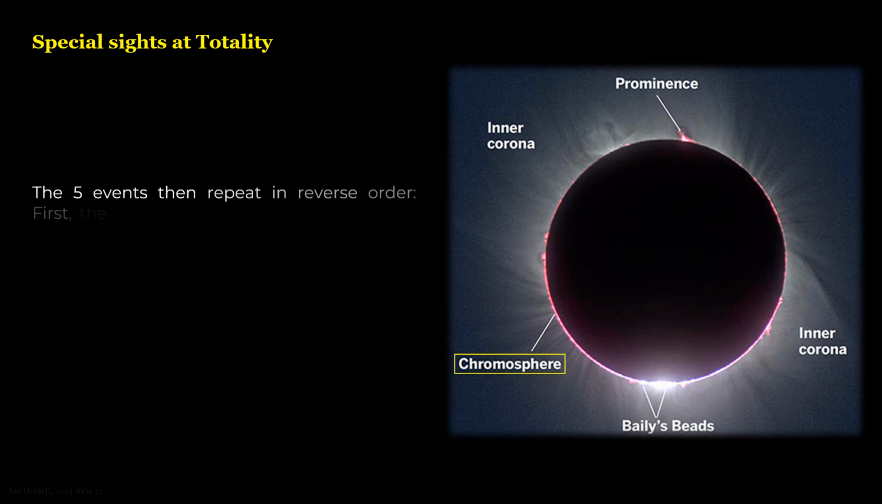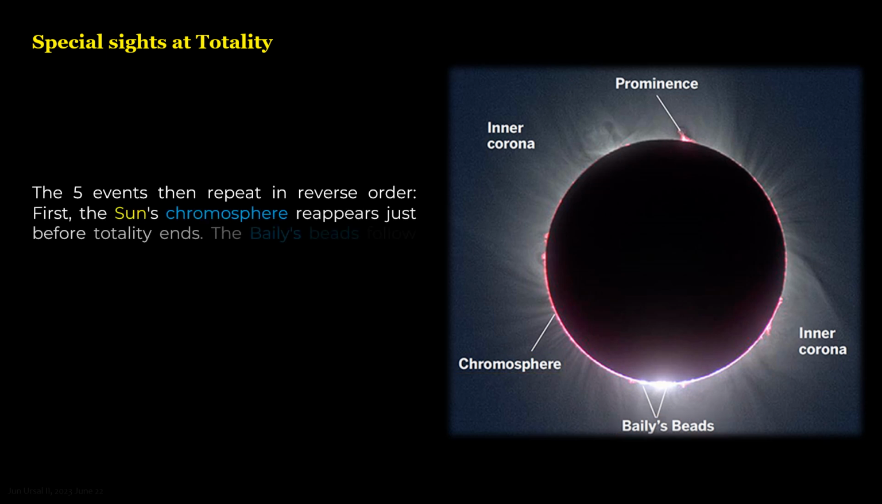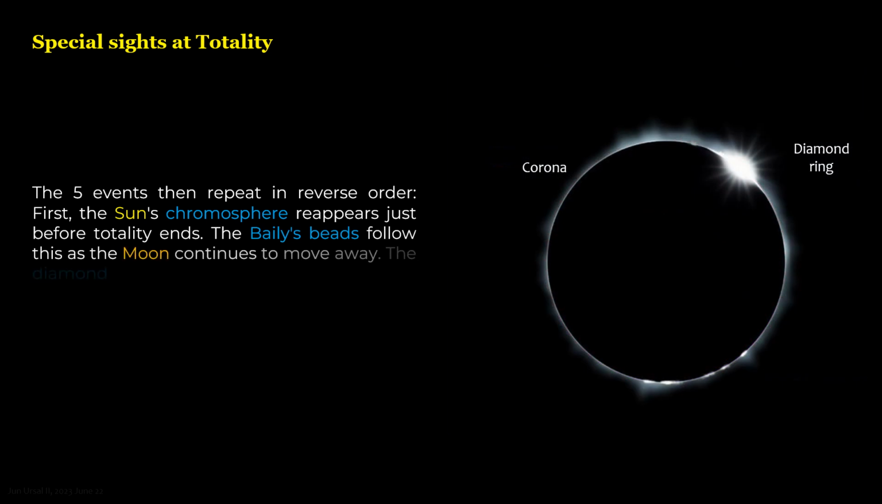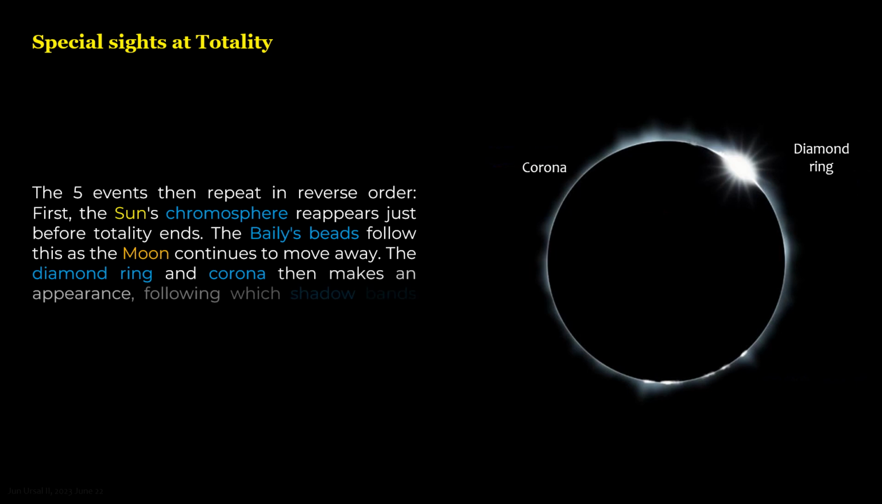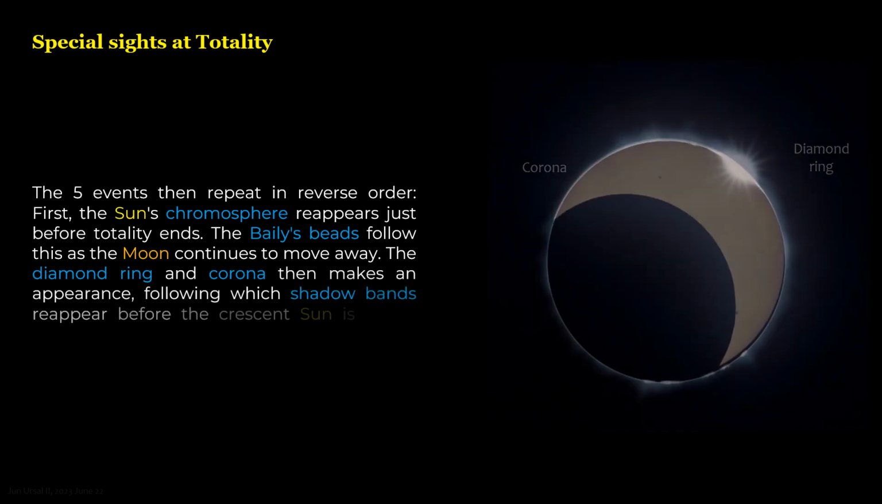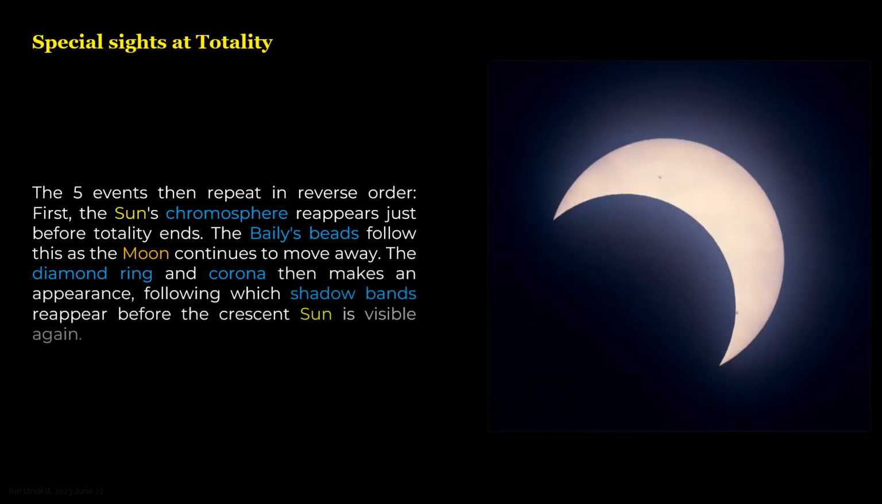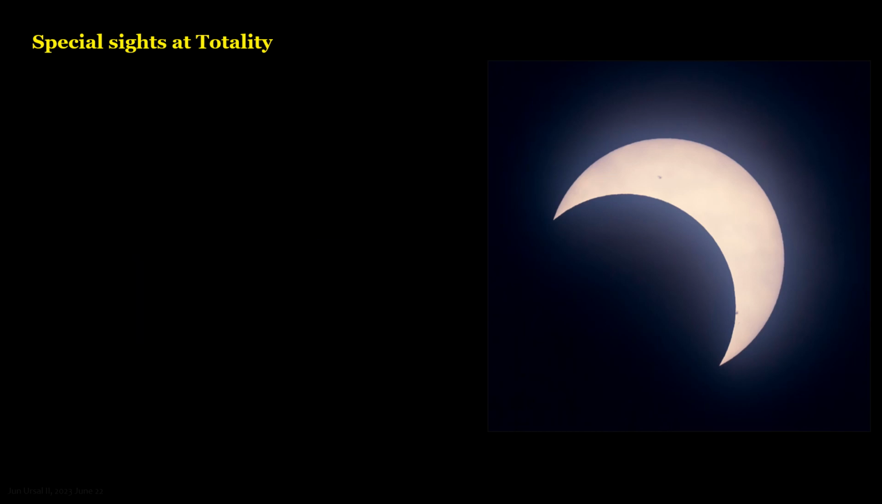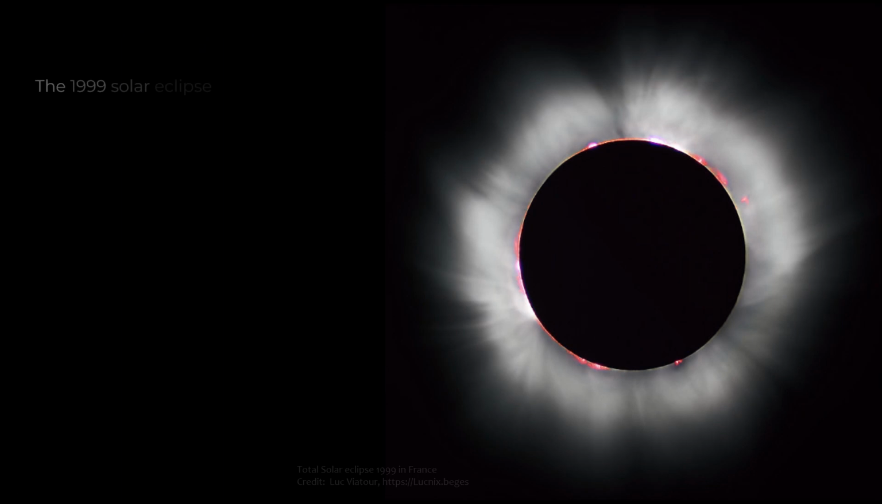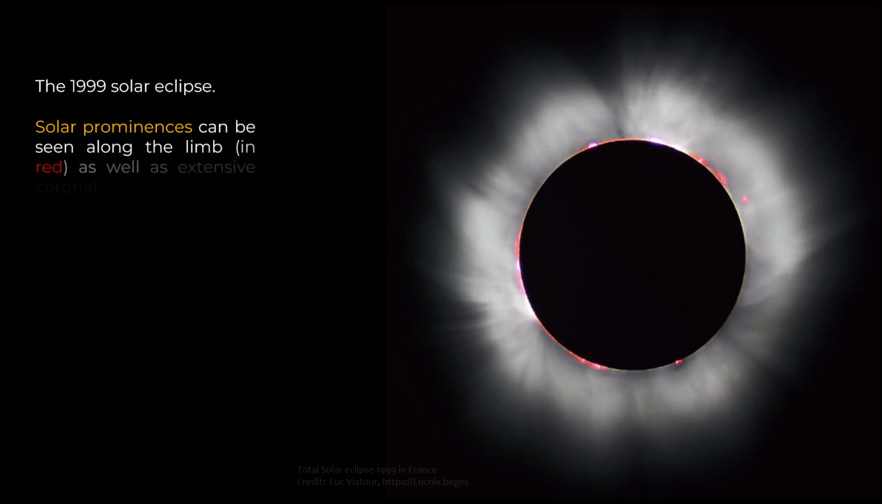First, the sun's chromosphere reappears just before totality ends. The Bailey's beads follow this as the moon continues to move away. The diamond ring and corona then make an appearance, following which shadow bands reappear before the crescent sun is visible again. In the 1999 solar eclipse, solar prominences can be seen along the limb, in red, as well as extensive coronal filaments.